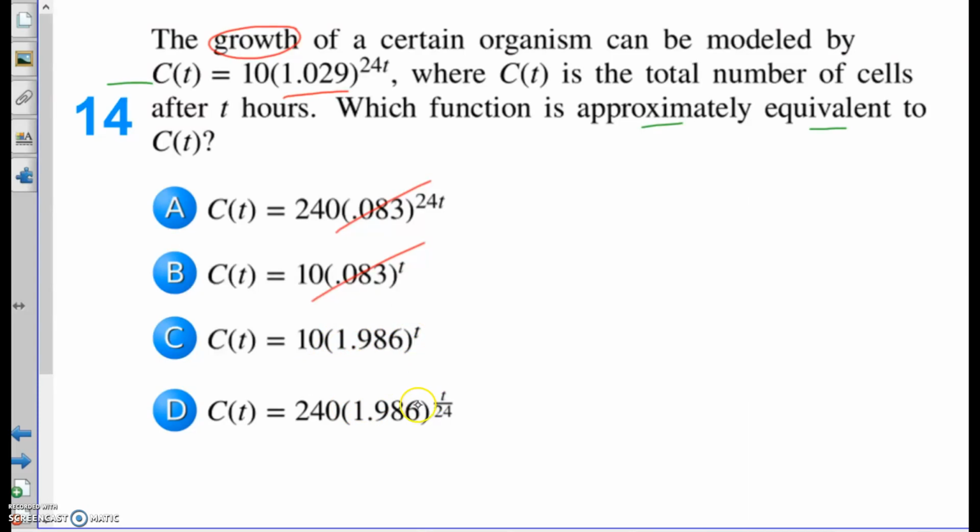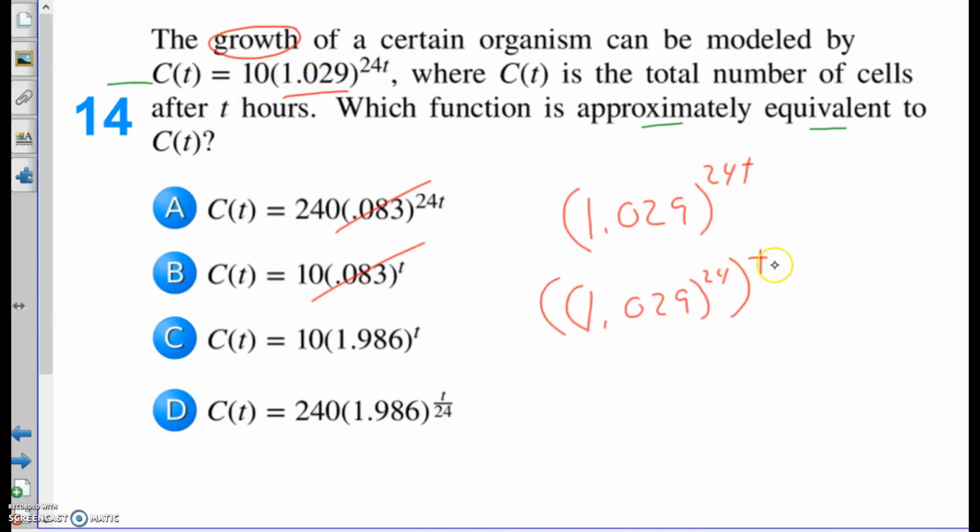And what's the difference here? Well, instead of 24t, we just have t. Instead of 24t, we have t over 24. So what would change our base? The base right now, 1.029 being raised to the 24t, that's the same thing as 1.029 being raised to the 24 and being raised to the t. So I could figure out what this 1.029 raised to the 24 is.